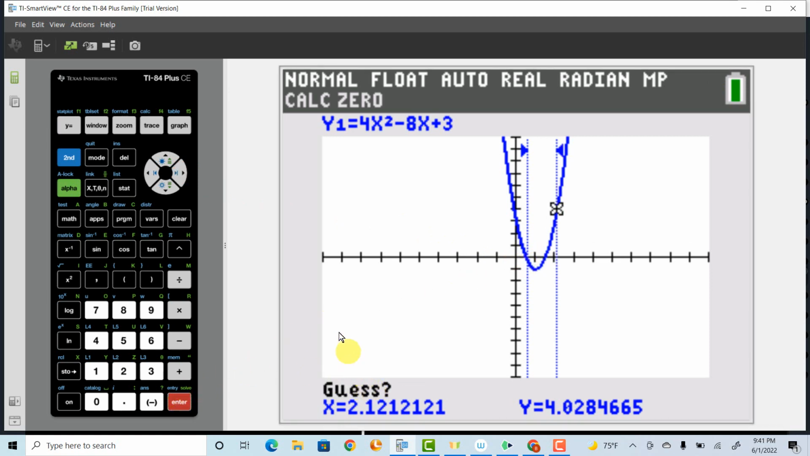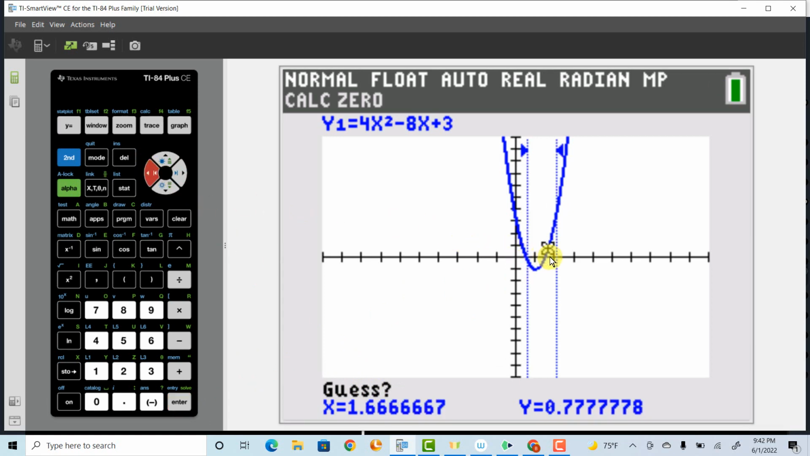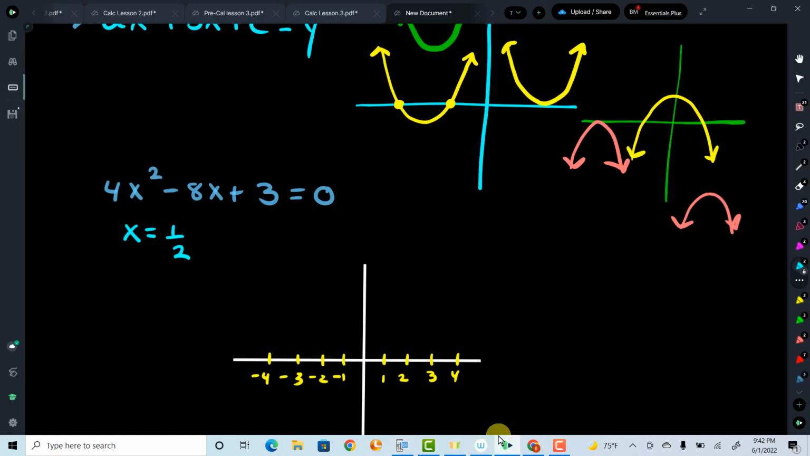Now it wants a guess. So I'm going to move my cursor somewhere closer to that point and press enter. And then again, notice y equals 0, x equals 1.5. So my other solution is 1.5. Those are the two solutions to that quadratic equation.